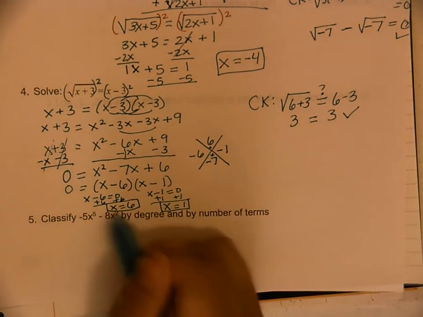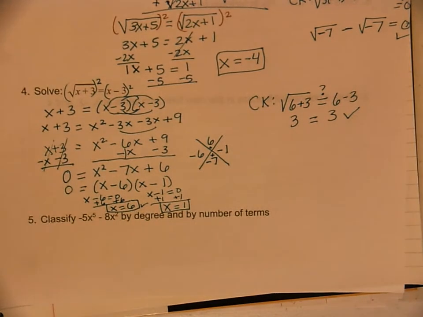So 6 is a good answer that works. That's the one you would look for in Michigan Virtual, because it'll be multiple choice. You're just picking a solution.